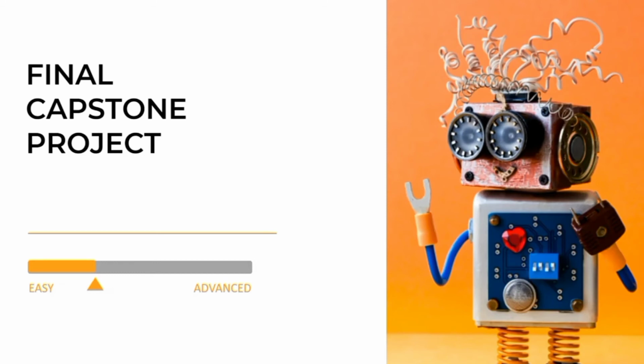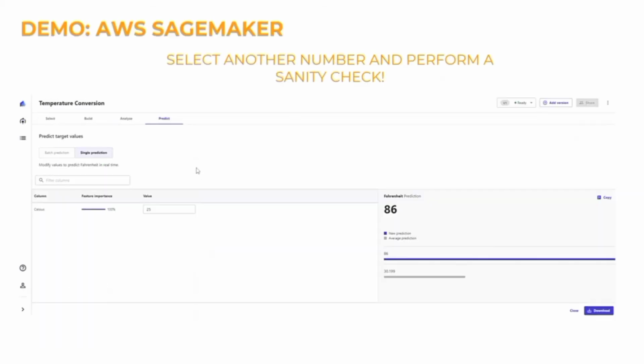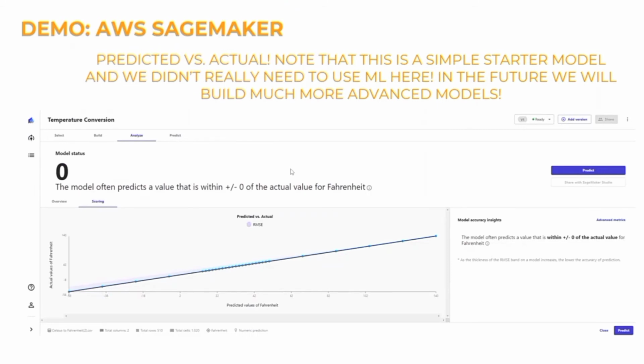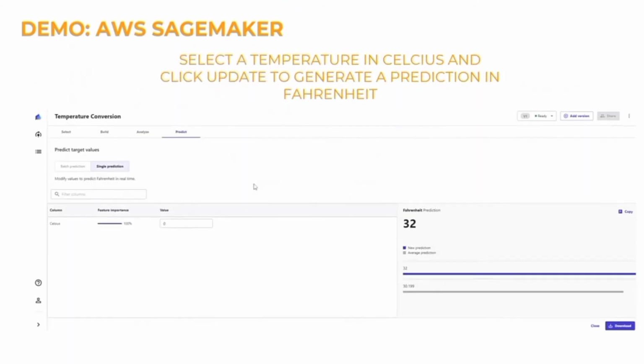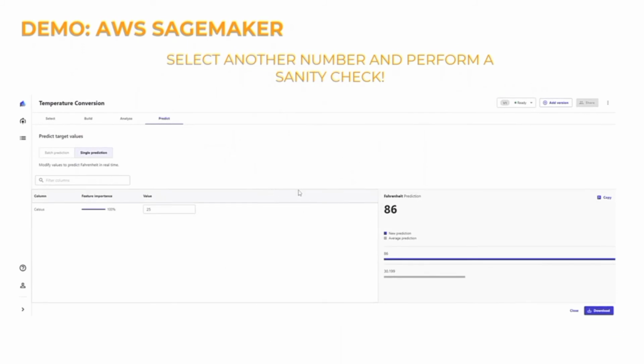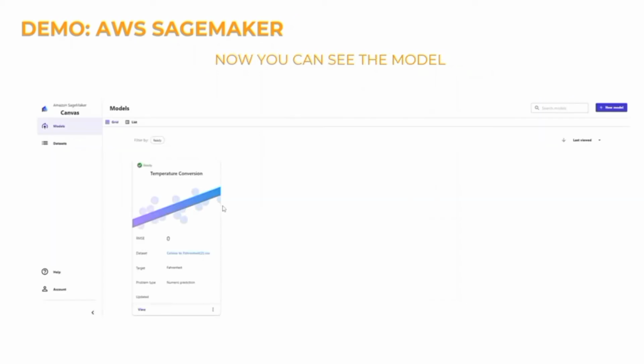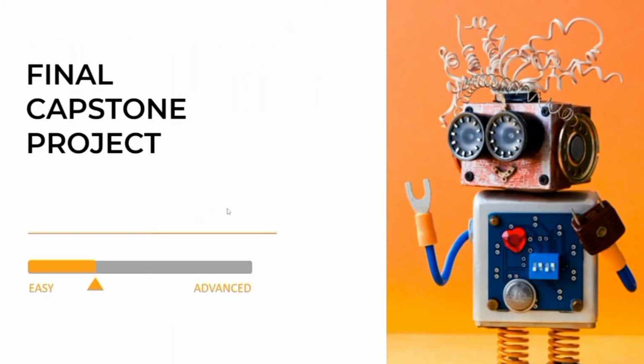In this lesson, let me walk you through the final end of the day capstone project. If you remember, in the previous lesson, we were able to train a very simple machine learning regression model, and we created an application like this, where you feed it a temperature in Celsius and you get a Fahrenheit prediction. It was pretty simple, pretty straightforward.